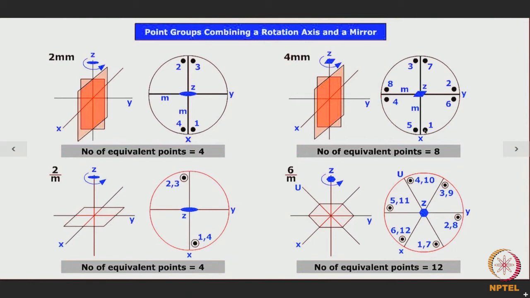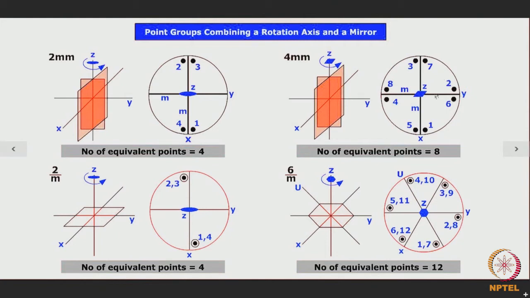So, you see that from one point we produce another 3. So, there are 4 equivalent points. Now, this is a given mirror. So, what will happen? 1 by reflection will produce 5, 3 by reflection will produce 7, 2 by reflection will produce 8, and 4 by reflection should produce 6. So, you see that we produce 4 extra points because of the presence of the mirror. So, the total number of equivalent points will be 8 in this case.